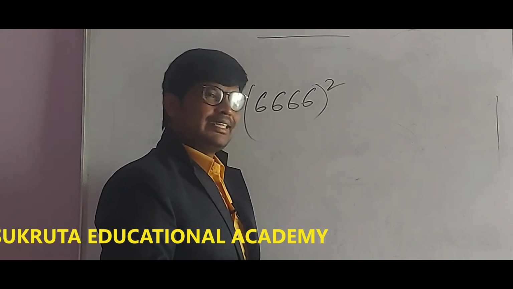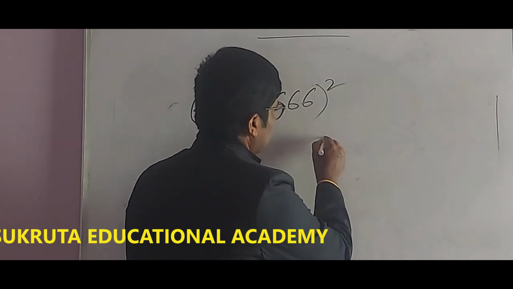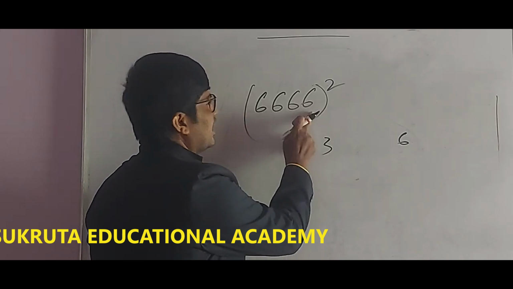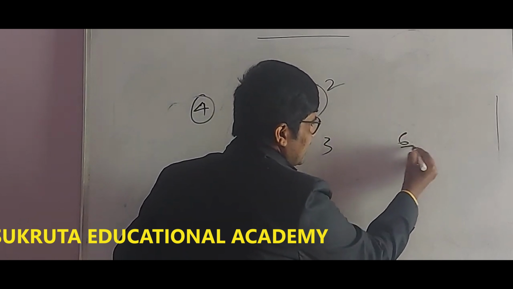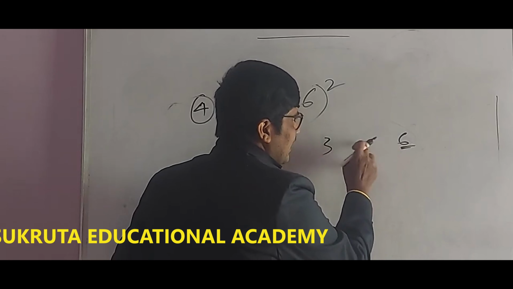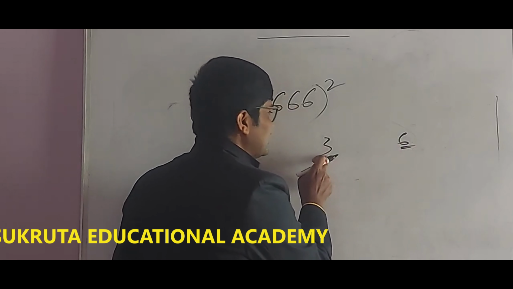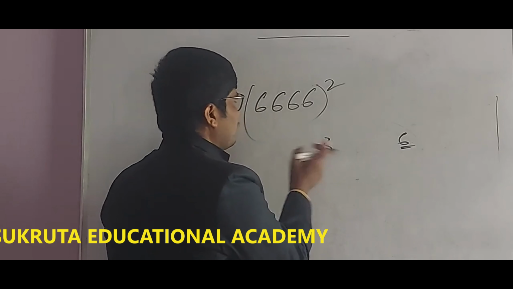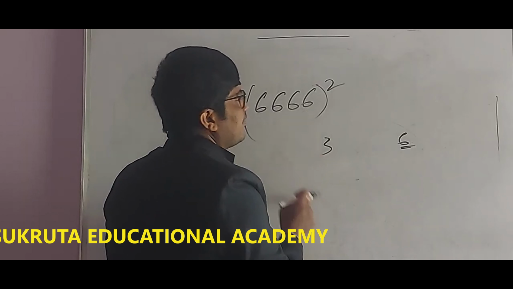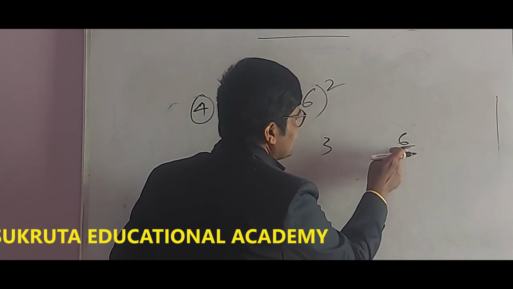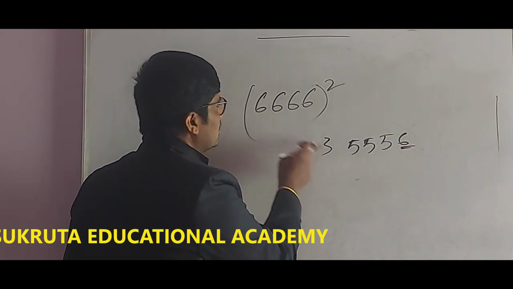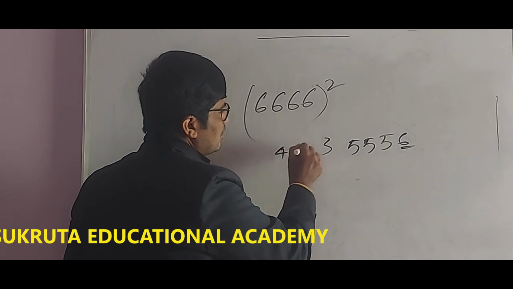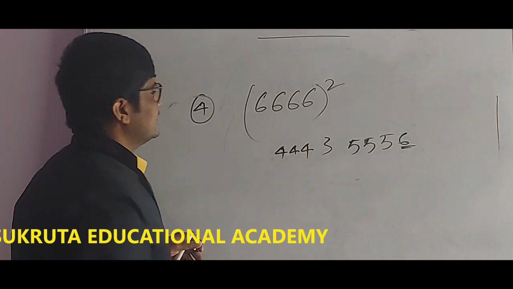Now let us see how it applies. 6 squared means 36. Write 3 here and 6 here. Now observe, there are 4 digits of 6, and the last digit is 6, the lesser digit than 6 is 5, and the greater digit than 3 is 4. So we know the concept: when 4 digits are given, we have to take 3 digits lesser than this. It means we have to take 3 fives here, and the greater digit is 4, so we have to take triple 4s. So this is our answer.